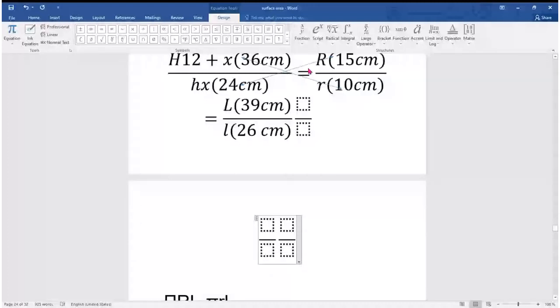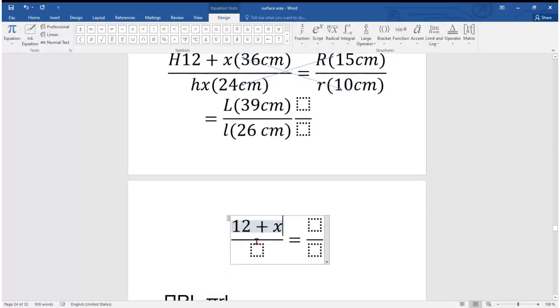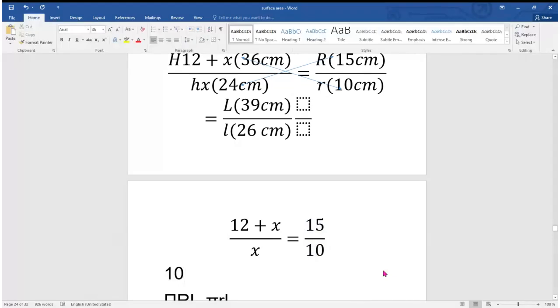So here, for example, it was (12 plus x) over x is equal to 15 over 10. Then you cross multiply. When you cross multiply, you're going to find 10 multiplied by whatever is in the bracket, 12 plus x, is equal to 15 times x.